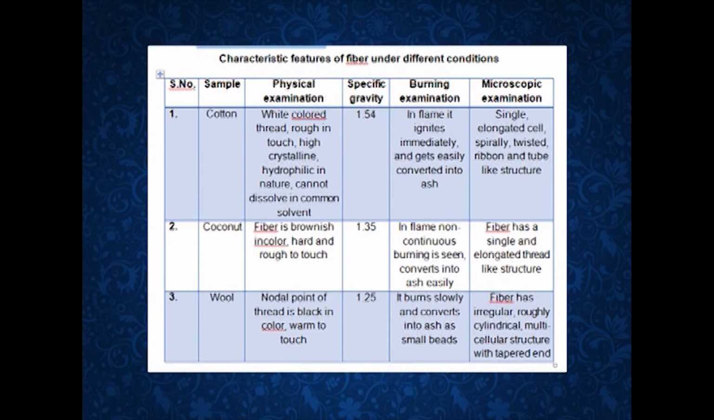Then comes the next fiber. Here, the fiber is brownish in color, hard and rough to touch, with specific gravity 1.35, and in flame non-continuous burning is seen, which converts into ash easily, and the fiber has a single elongated thread-like structure. Coming to wool. Now the nodal point of the thread is black in color, which is warm to touch. With a specific gravity 1.25, it burns slowly and converts into ash as small beads. On microscopic examination, we see that the fiber has an irregular, roughly cylindrical, multicellular structure with tapered ends.